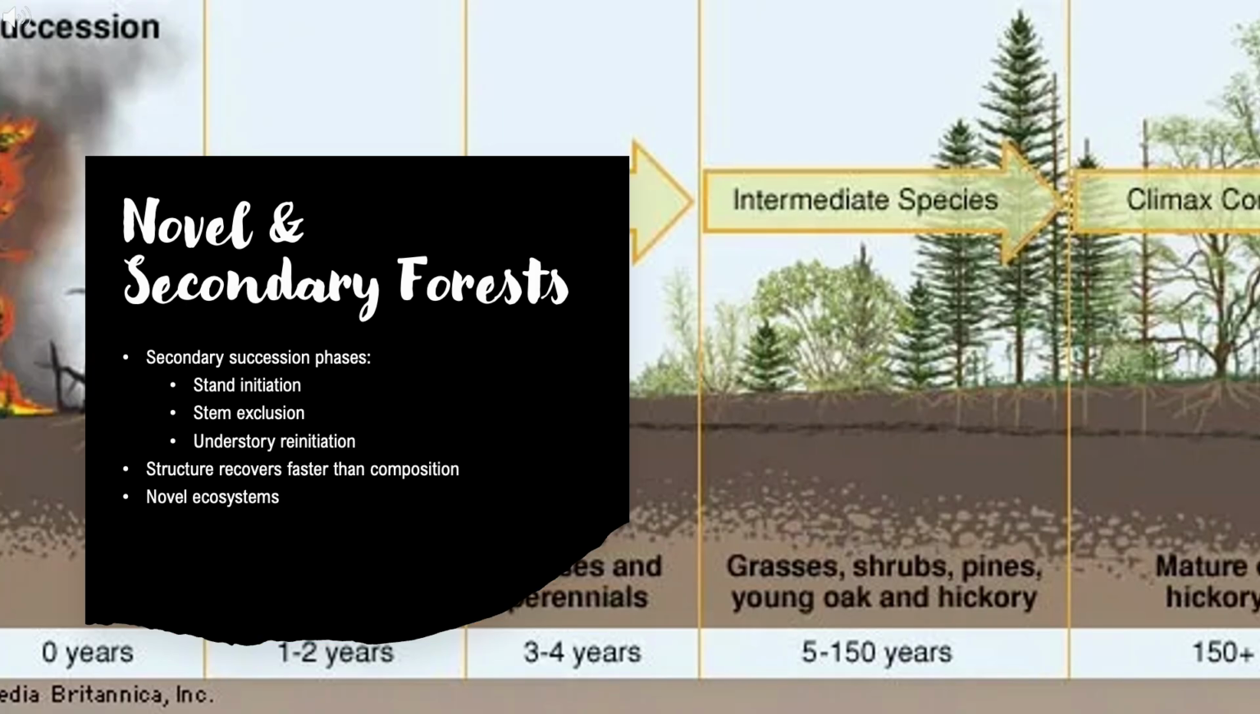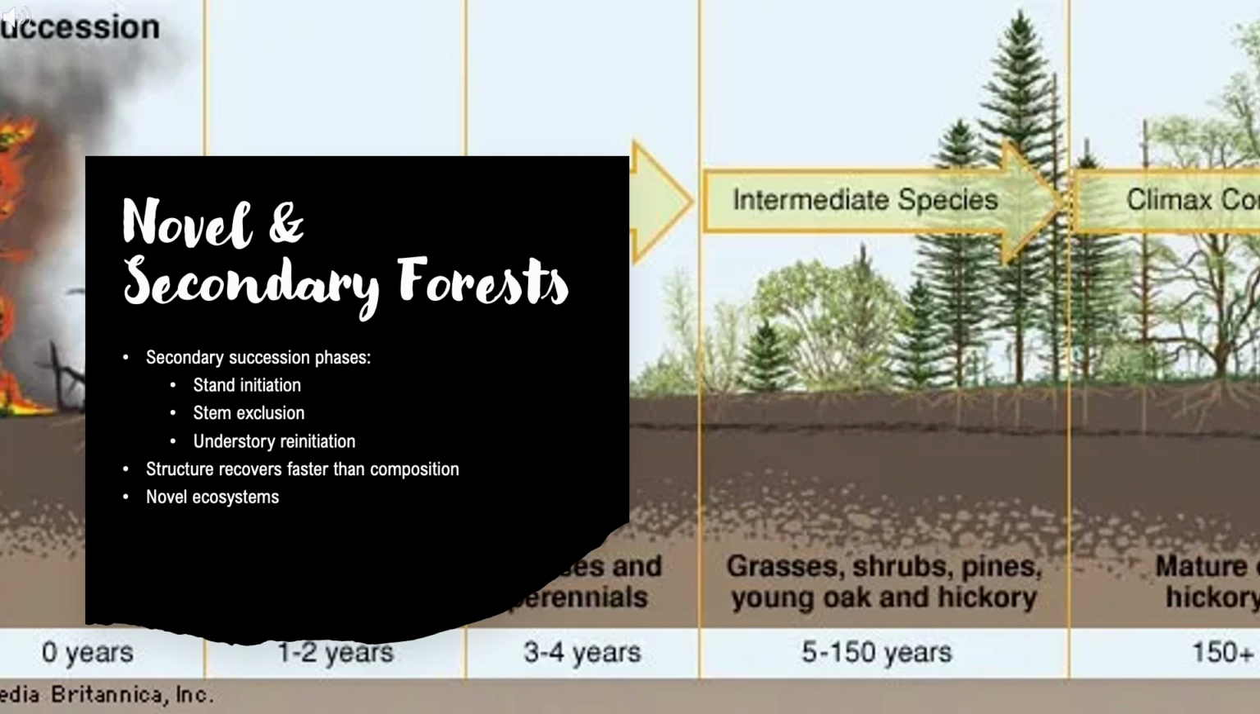Here's something important that often gets missed in conservation discussions. Most of the tropical landscape is not pristine primary forest. It's secondary forest. Forest that has been disturbed, cleared, and is in some stage of regrowing. And that means understanding secondary succession is not just ecologically interesting, but it's practically essential for anyone doing restoration or adaptive landscape work in the tropics.